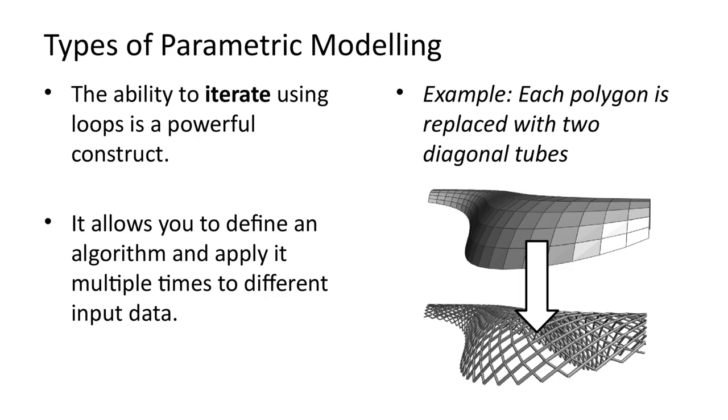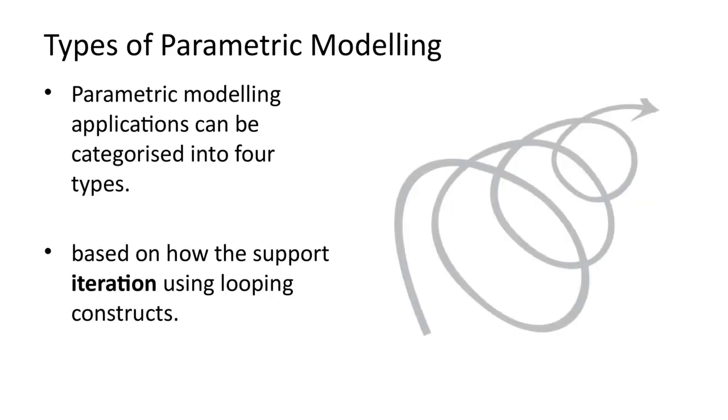Parametric modeling applications vary in the programming constructs that they support. One powerful construct is the ability to iterate using some kind of loop. As we already mentioned, with textual programming, these include for each loops and while loops. In the example shown in the diagram, a loop is used to replace each polygon in the model with a set of diagonal tubes. Parametric modeling applications can be categorized based on how they support iteration. 4 broad categories can be defined: object modeling, associative modeling, dataflow modeling, and procedural modeling.